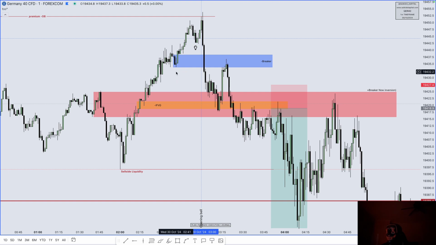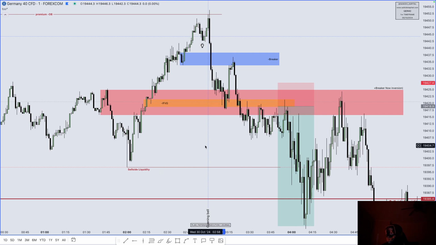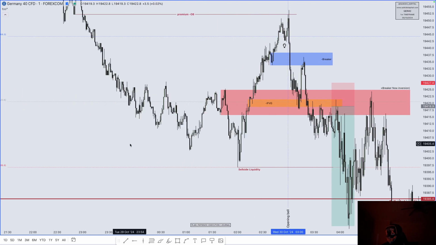I'm now going to remove this. So you have a bearish breaker here. We retrace to that bearish breaker, and then we are also above midnight open. Midnight open is somewhere here. You want to be a seller above midnight open, right?